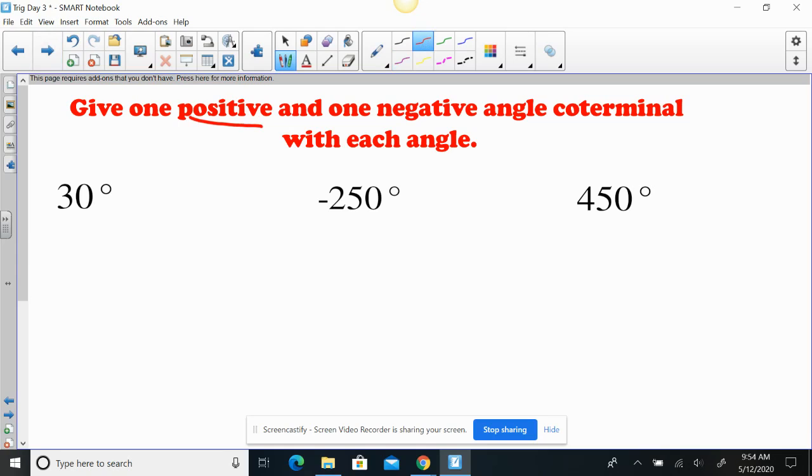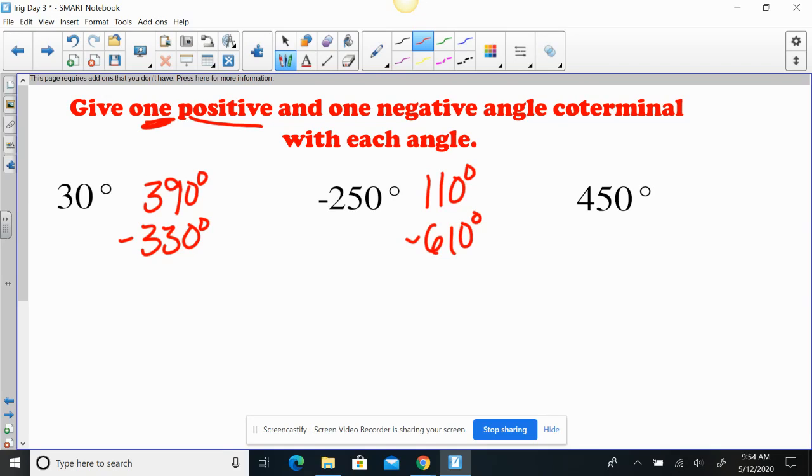All right, positive, I'm going to add 360, so that would give me 390. Negative, I'm just going to do 30 minus 360, so negative 330. That is 1. There are unlimited. All right, negative 250, I'm going to add 360, and that gives me 110 degrees. Negative 250 minus 360 would give me negative 610. 450 minus 360 leaves me with 90.